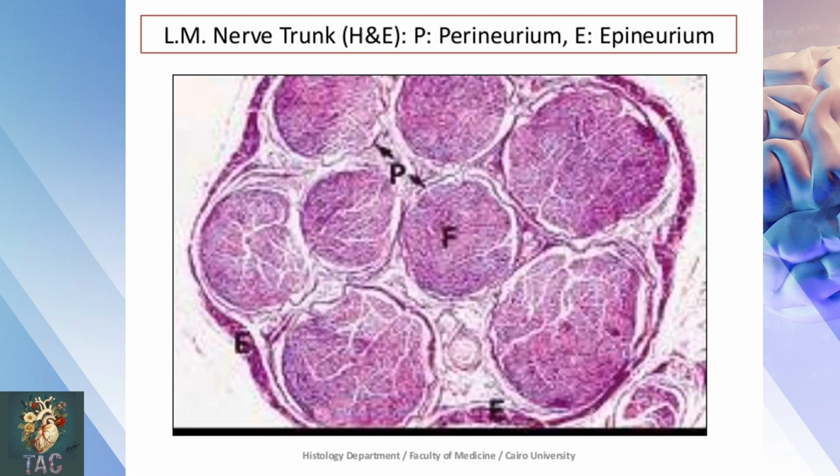This is another diagram at lower magnification, in which you can see multiple fascicles which are present, and these fascicles combine to form the nerve which is covered by the epineurium. These fascicles are covered by the perineurium, in which individual nerve fibers are present. This is the perineurium, the connective tissue which contains blood vessels.